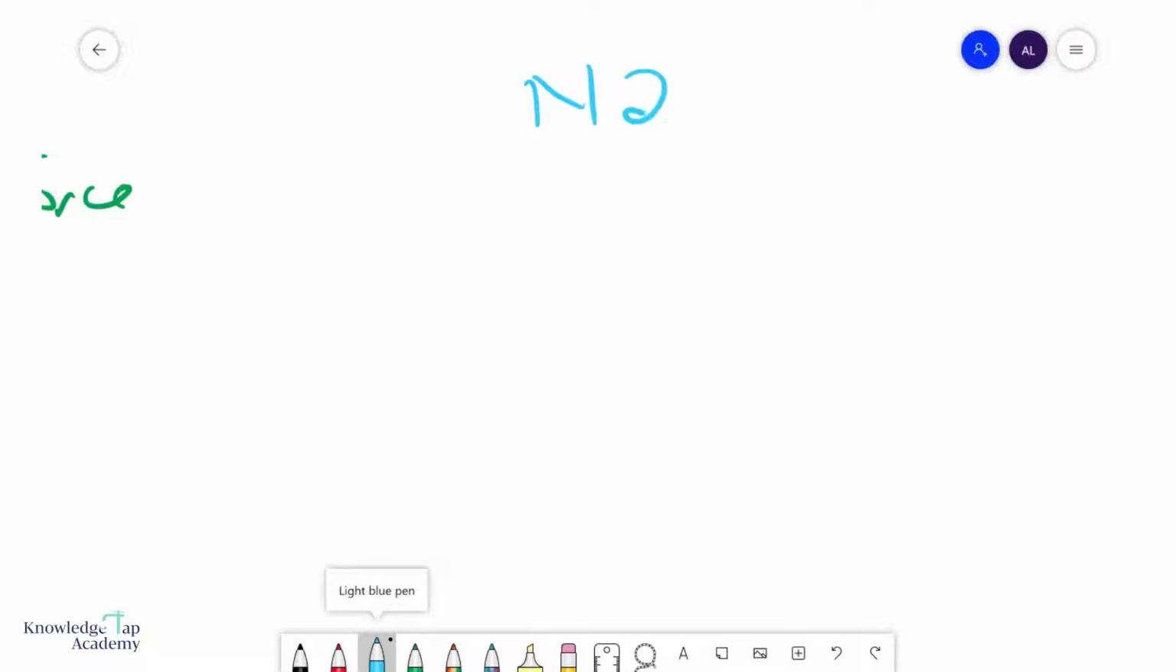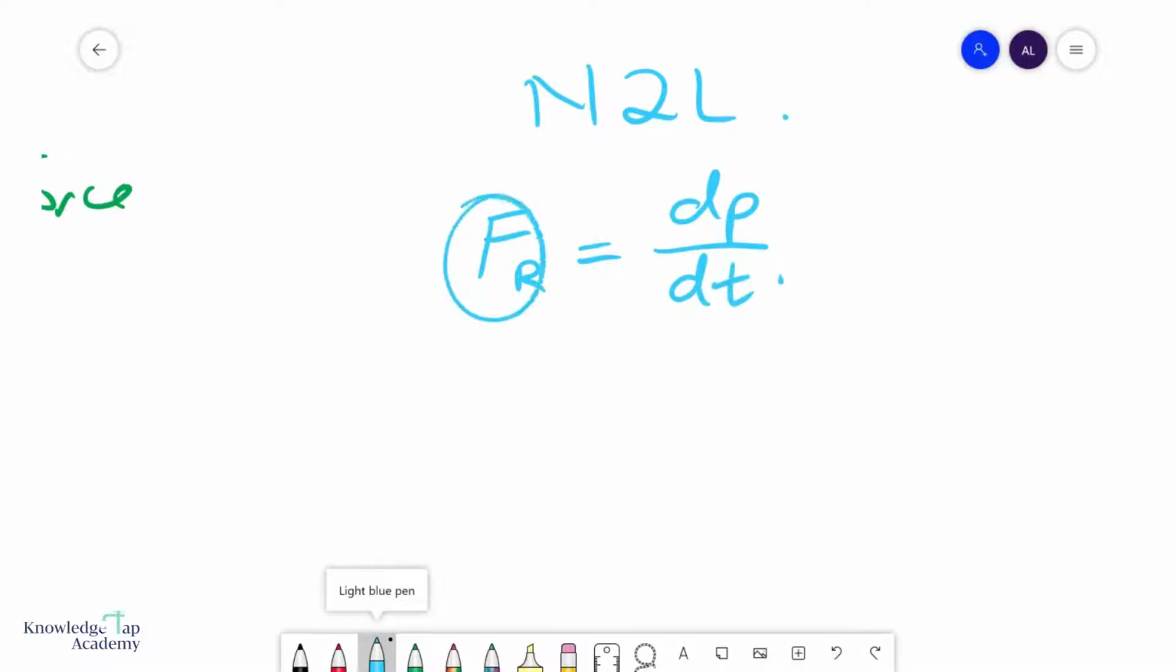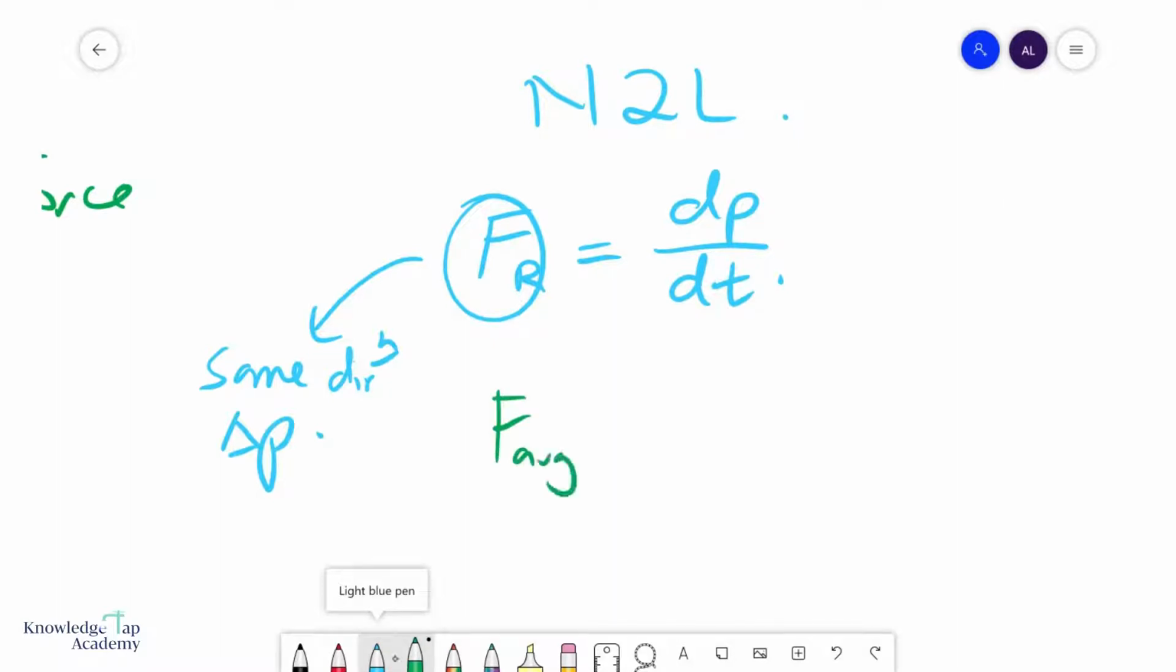So what exactly is Newton's second law? Well, Newton says that the resultant force on an object is directly proportional to, or actually is equal to, the rate of change of its momentum, and this resultant force must be in the same direction as the change in momentum. Thinking about it in a slightly simpler way, the average force on an object is the change in its momentum over a certain period of time, delta t.